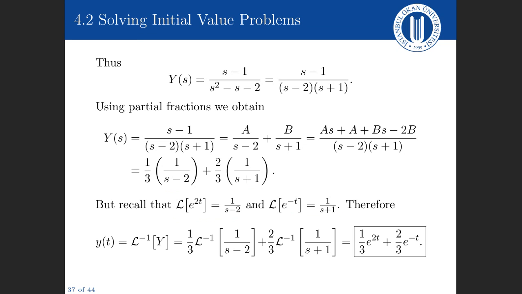So small y, which is the inverse Laplace transform of capital Y, is 1/3 multiplied by the inverse Laplace transform of 1/(s - 2) plus 2/3 of the inverse Laplace transform of 1/(s + 1), or 1/3 e^(2t) + 2/3 e^(-t), which is exactly the same solution we found using the previous method.